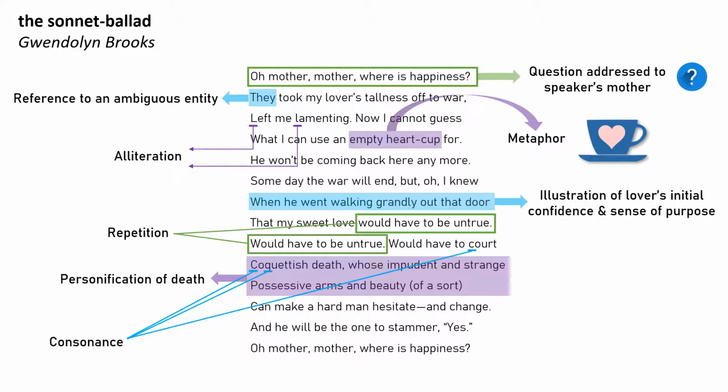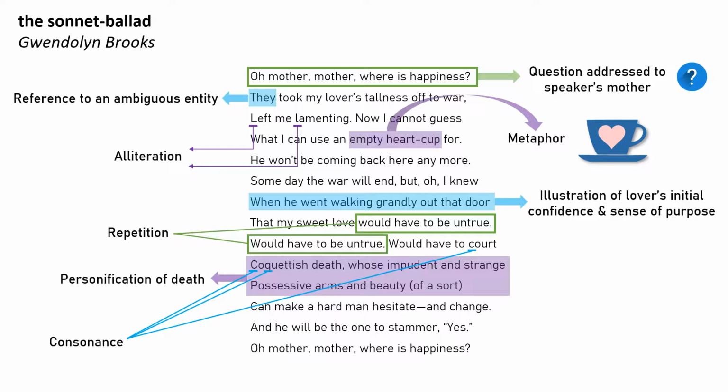By describing death with personality traits such as impudent, possessive, and strange, the speaker is creating a character who embodies death. And that character is oddly beautiful, even though we wouldn't typically associate death with beauty. This shows how deceptive and manipulative death can be, since it compels even hard men, or steadfast men, to change.